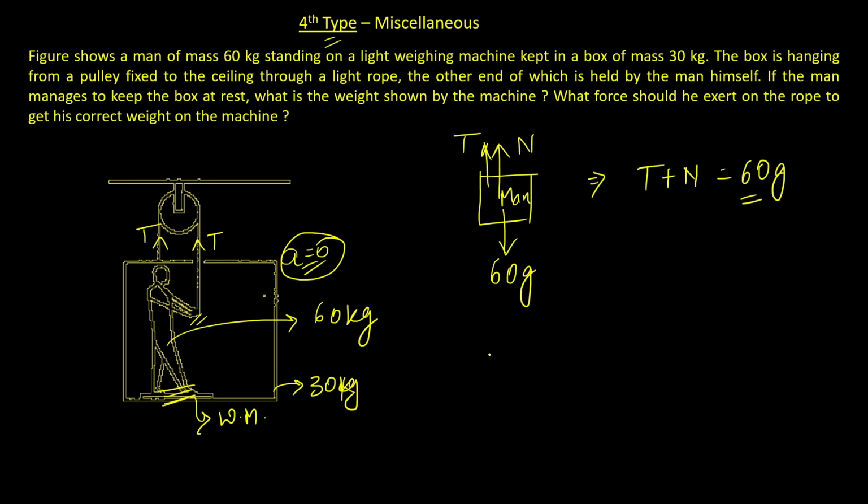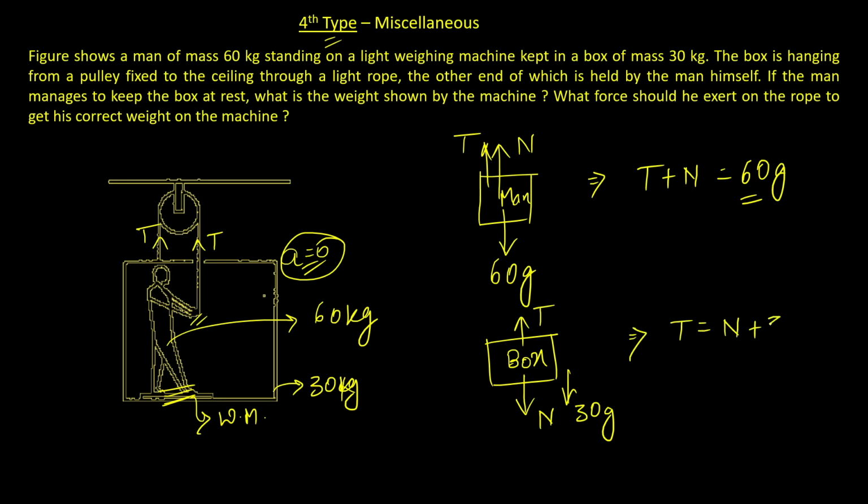And when I'm going to take this box as the system, then it will be like this: normal reaction, weight of the box is 30 G, and tension is T. So T is equal to N plus 30 G. We are having two equations. Let me take this as first, this is second, like this.